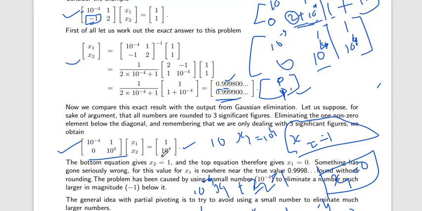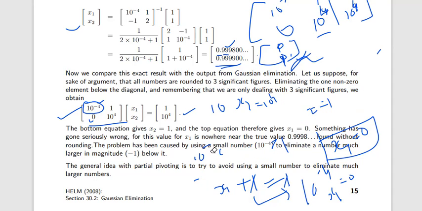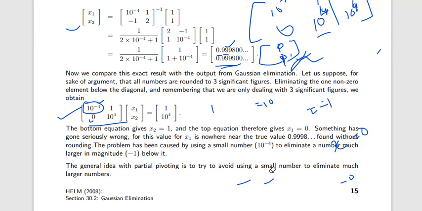Now we use partial pivoting in the method of Gaussian elimination. This answer from Gaussian elimination is wrong. Why? Because we multiply with the smallest number. Here 10 raised to minus 4 is the smallest number compared to 0. In Gaussian elimination we take the first column, and what is the comparison between 0 and minus 10 raised to minus 4?